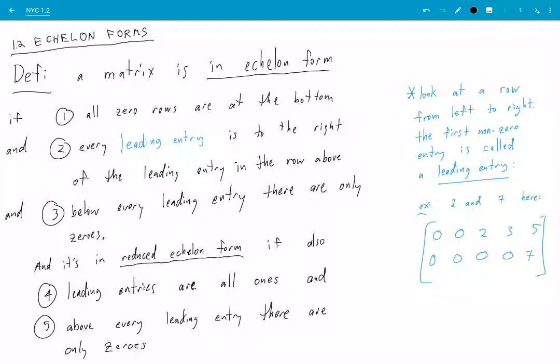Okay, echelon forms. So pause the video and write this down. Okay. So let's talk about this. Maybe pause the video again and read what you just wrote down. See if you can make sense of it. Okay. Let's see some examples to illuminate what we mean by echelon form and reduced echelon form.